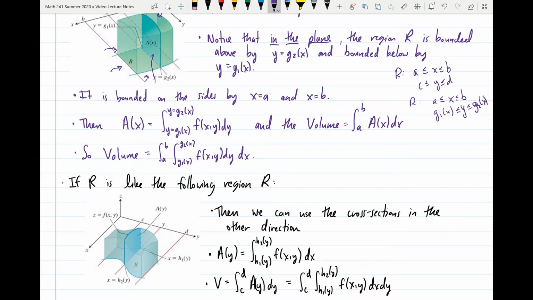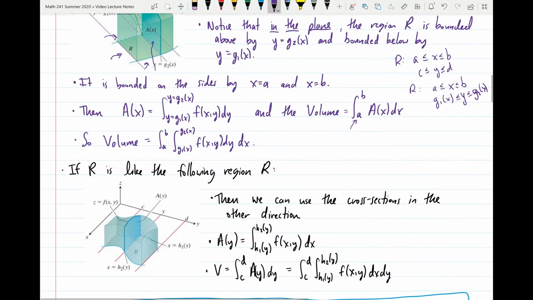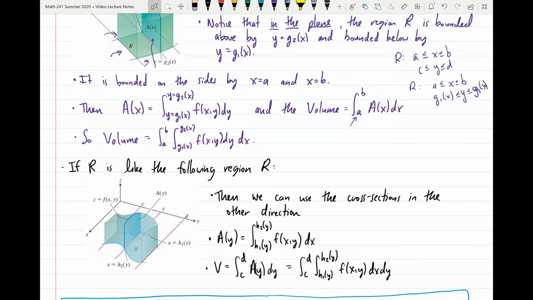And the volume of the whole solid will equal the integral from a to b. So now we're looking at the limits of integration for x. So we have the integral from a to b of this function giving the area of the different cross sections, A of x dx. And so we can take both of these pieces of information and say that the volume of the whole solid is equal to the integral from a to b of the integral from g1 of x to g2 of x of f of xy dy dx.